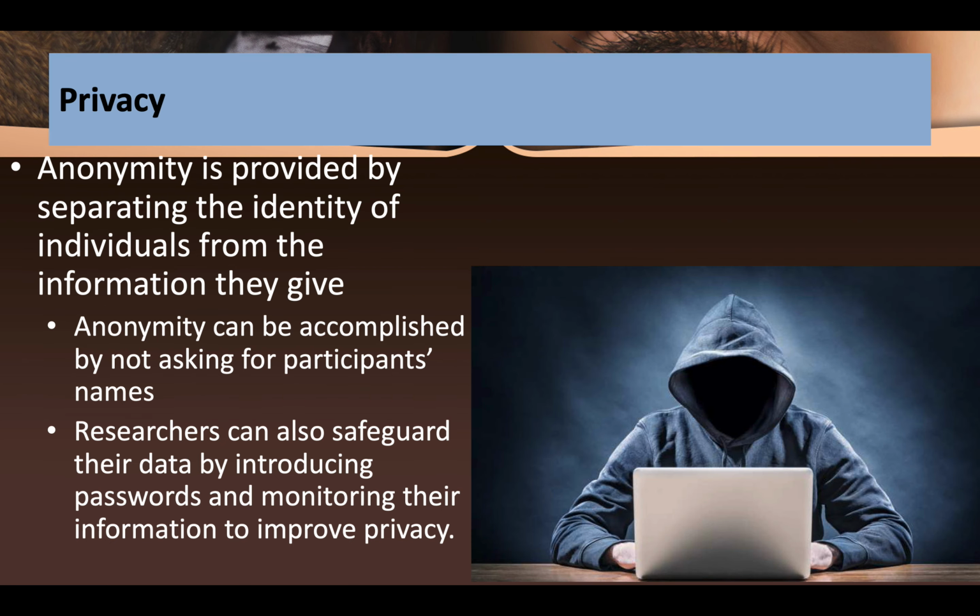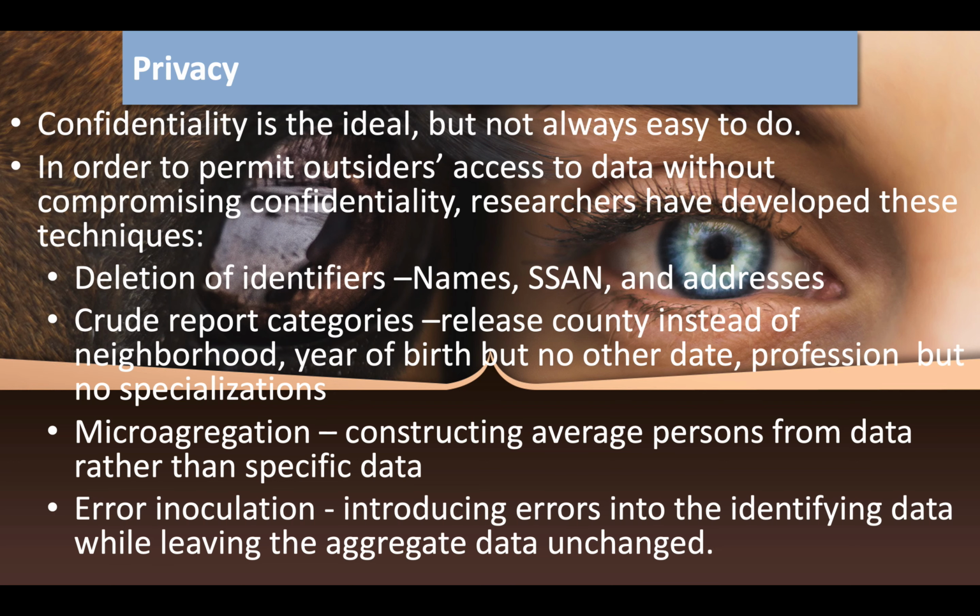Anonymity is provided by separating the identity of individuals from the information they give. Anonymity can be accomplished by not asking for participants' names. Researchers can also safeguard their data by introducing passwords and monitoring their information to improve privacy. Confidentiality is the ideal, but not always easy to do.